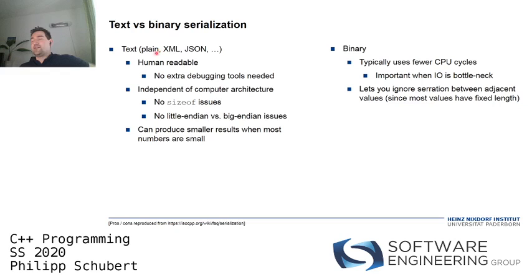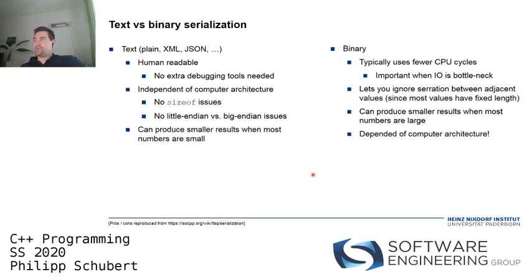So whenever you write some data as plain text, you need some spacing or separation. Maybe you use a semicolon to denote, this is where one integer ends and this is where another integer starts. If you write in binary directly, you don't have to do it because the integer has a fixed size on the machine, and therefore you don't need to use any separation elements or markers. It can produce smaller results when most of the numbers that you need to store are large.